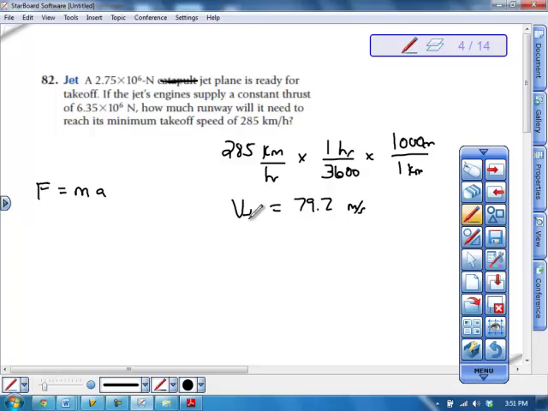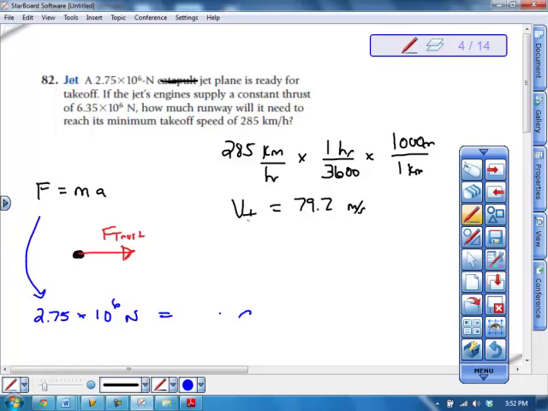We know the force from the jet. If we look at a free body diagram on this thing, we need to consider just the horizontal here. So we've got one force, and that's the force of thrust. That's going to propel this thing forward. We know the thrust, right down here, is 2.75 times 10 to the 6th newtons, equals the mass times the acceleration.